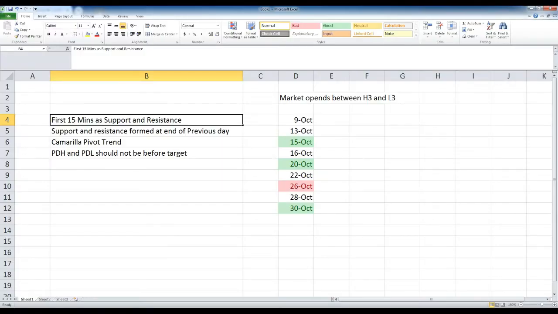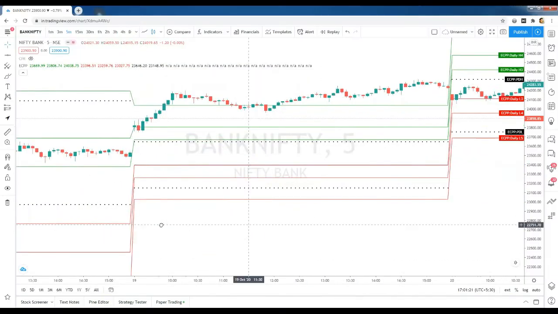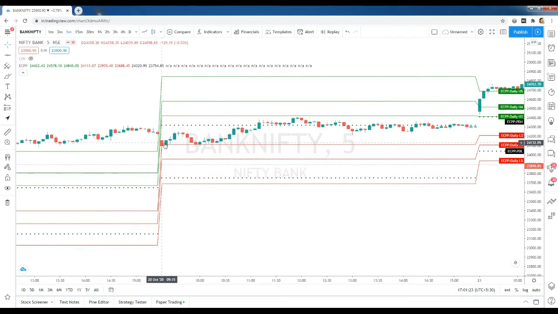The next trade is on 20th October. On 20th October, the market opens between H3 and L3, and the market favors a long trade because the Camarilla shows the trend as an uptrend, and that is one. And the previous day high is there, so we should target this line. We should not wait until H3. So you can exit at this place, or you can trail your stop loss till your target reaches H3. So this is a profitable trade.